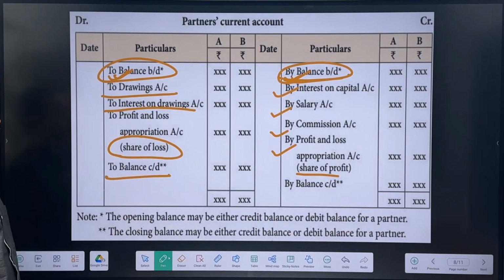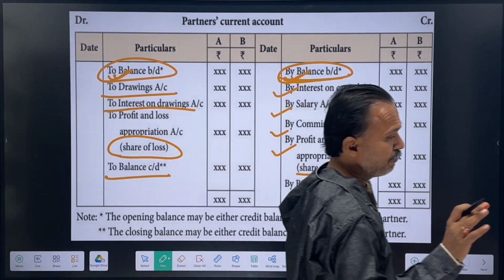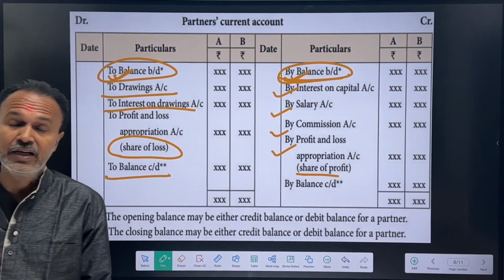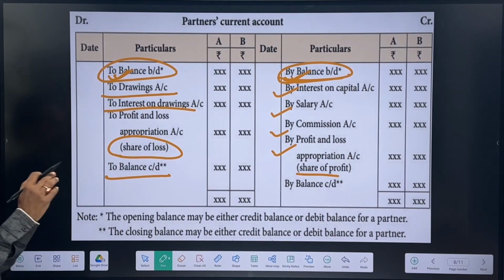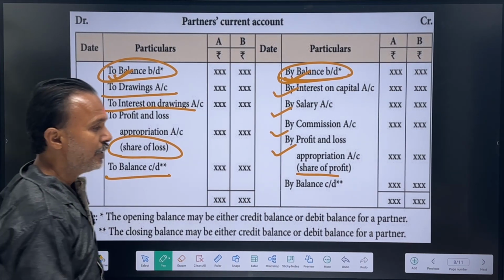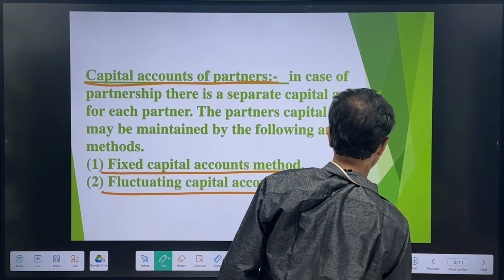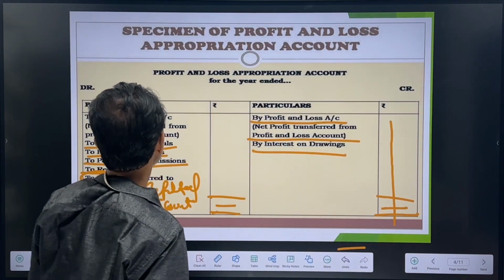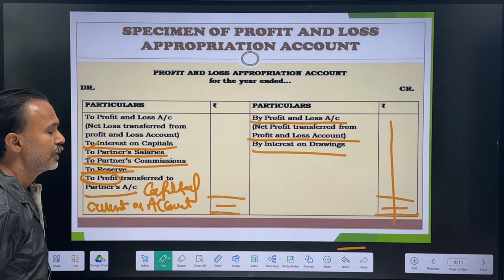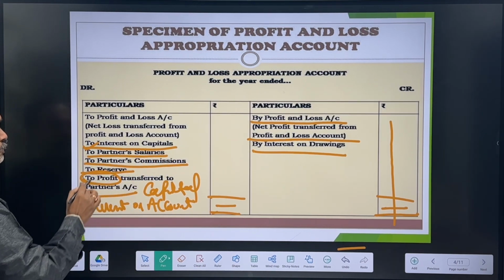All the items that are shown in the partners current account are transferred from PL appropriation account. The items which are shown in the debit side of PL appropriation account are transferred to the credit side of partners current account. For example, look, the first item in PL appropriation was to interest on capital. So this is shown in the credit side of partners current account, that is by interest on capital.